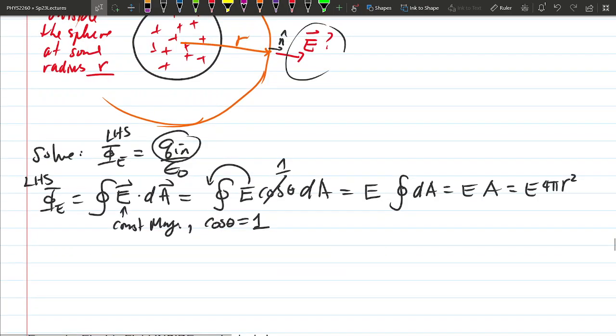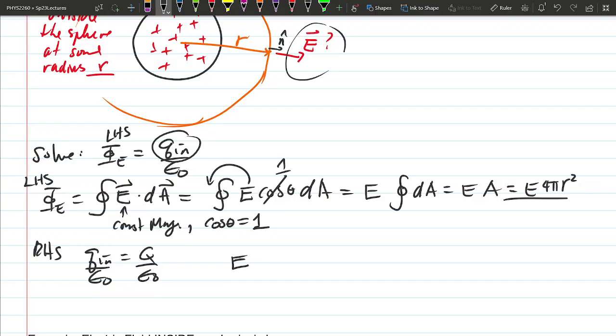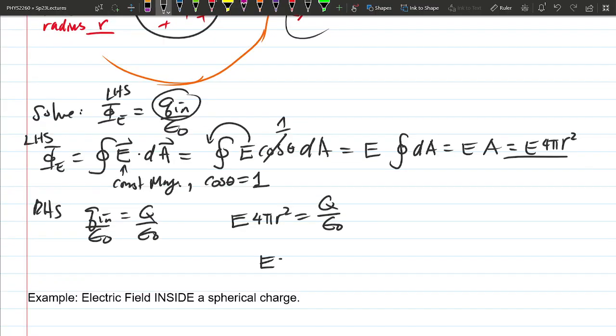So I got all the charge, so the right-hand side is actually pretty simple. Qn is just the total charge of the sphere, or if you divide by epsilon naught, you get that. So equating the two sides of the equation once again, the electric field times 4 pi r squared is equal to just the total charge of the sphere over epsilon naught. And therefore, the electric field is the total charge times 1 over 4 pi epsilon naught, divided by r squared.